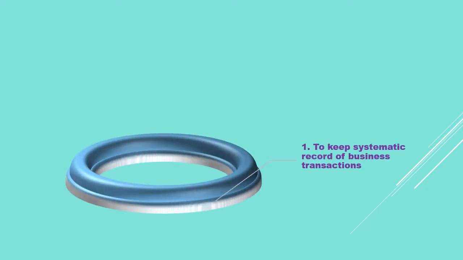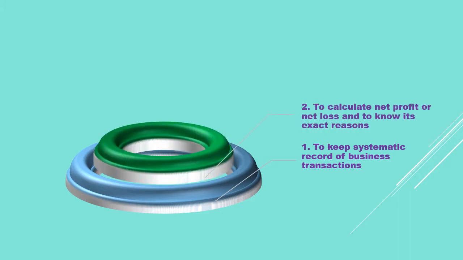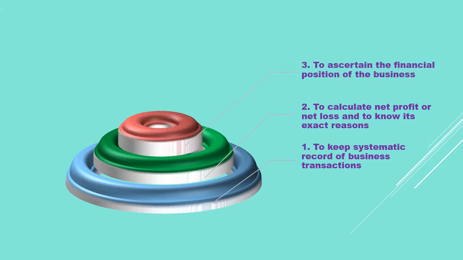Now let us look back into all the objectives that we have seen. The first one was to keep systematic record of business transactions. Second, to calculate the net profit or net loss and to know its exact reasons. Third, to ascertain the financial position of the business. And fourth, to provide information to various parties.